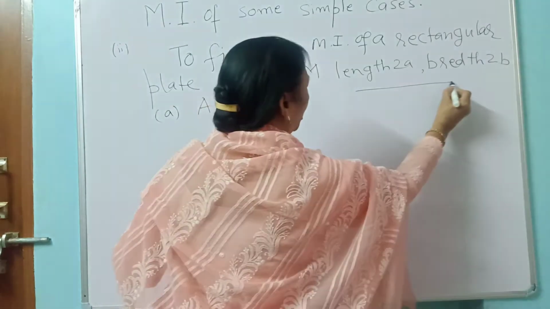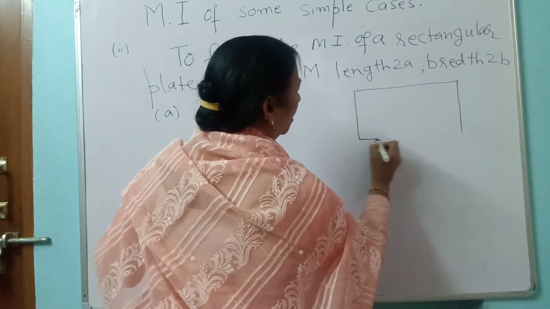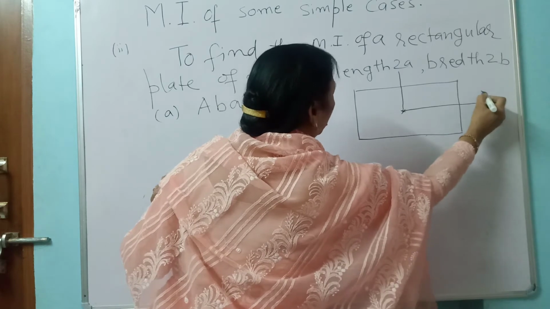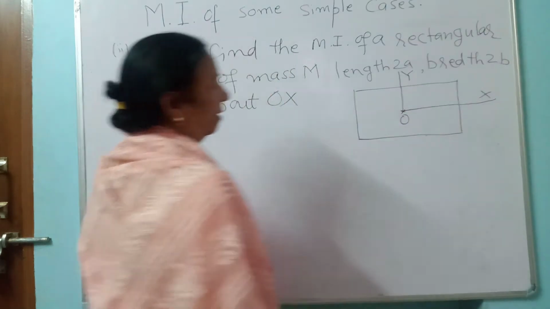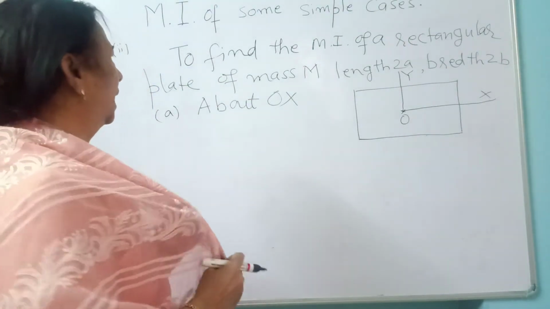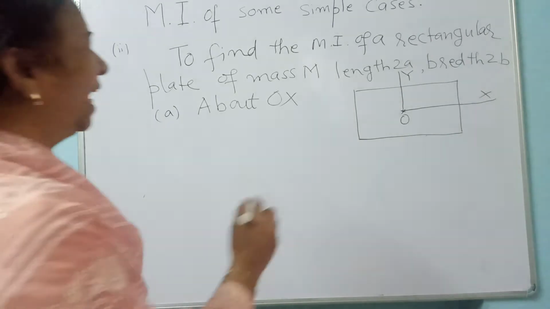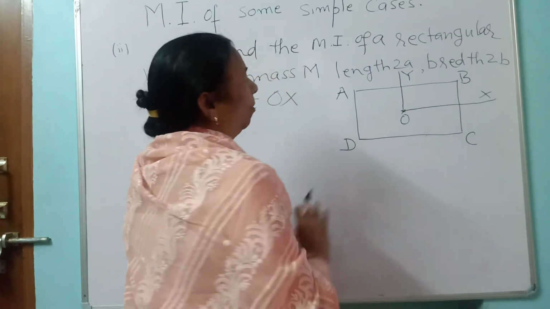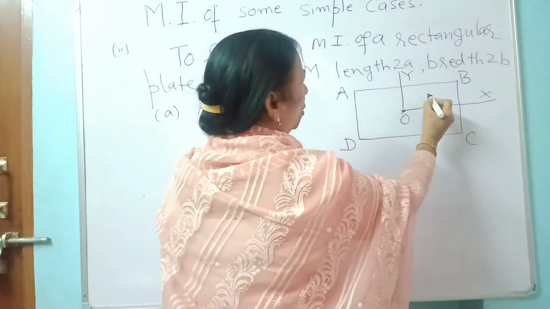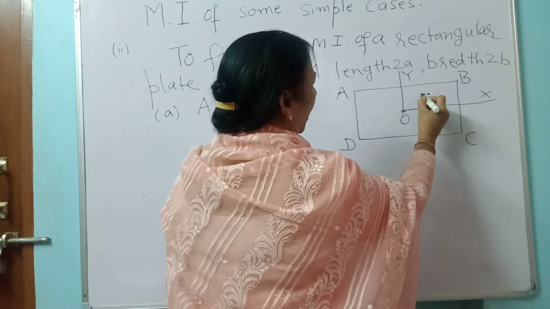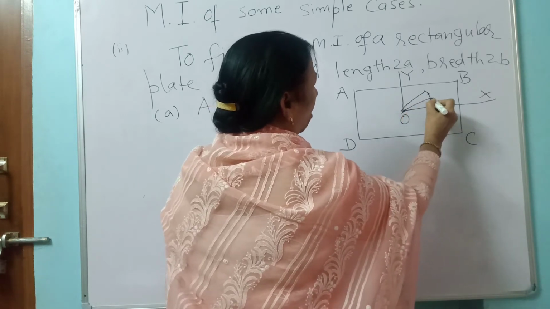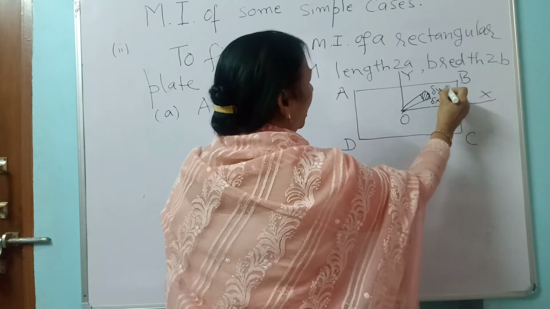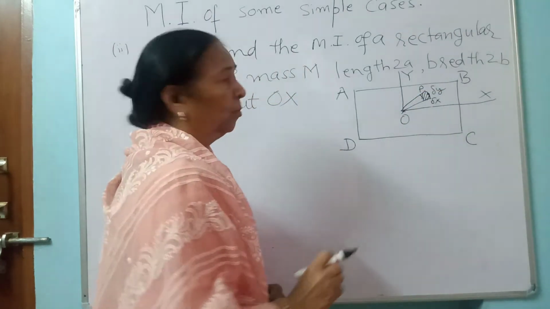So this is the rectangular plate and from the center of gravity you are drawing the axes. Okay, so in this case we have to find the moment of inertia of this rectangular plate ABCD. Now because it is a plate, you will consider an elementary area of length and breadth delta x and delta y at a point P, you can call. What is P?